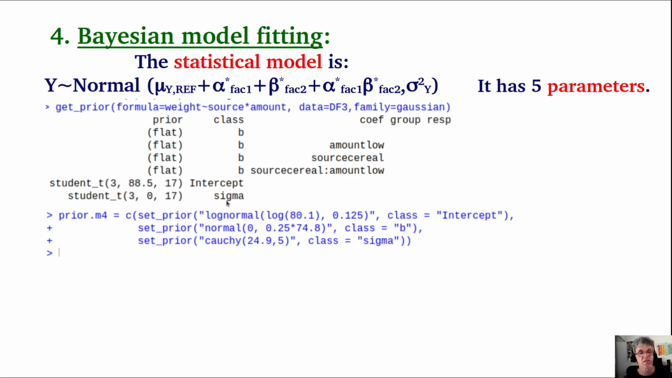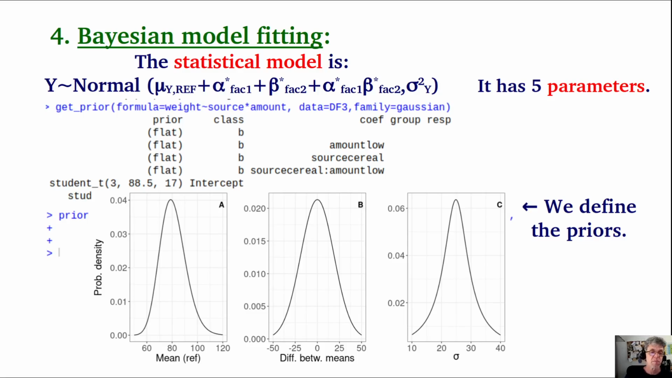So I set up the following priors, which are best explained in terms of a plot. Here I defined the mean of the reference level as an asymmetric distribution. This is why I use the log normal distribution, and I more or less calibrated the standard deviation of this log normal distribution to include ranges of plausible parameter values that could be obtained.